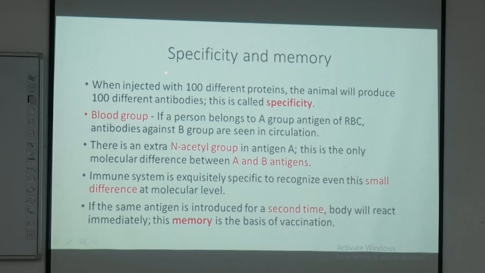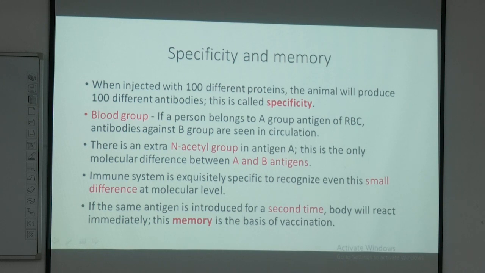So there are 2 terms, one is specificity and memory. So what is specificity? Every antigen is different, and our body can recognize a very minor difference in the antigen. So if we inject, suppose, 100 different proteins into a person, the person will produce 100 different types of immunoglobulin or antibody against each of these 100 different proteins. So this is called specificity.